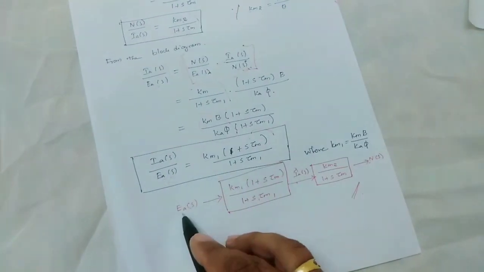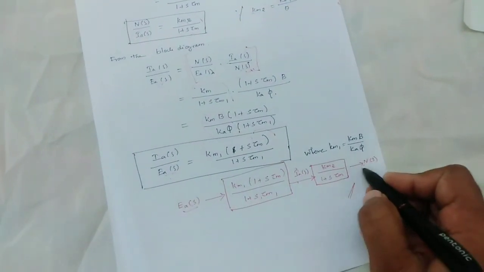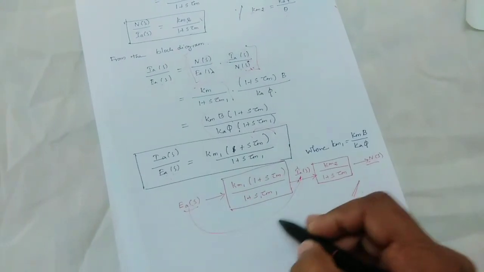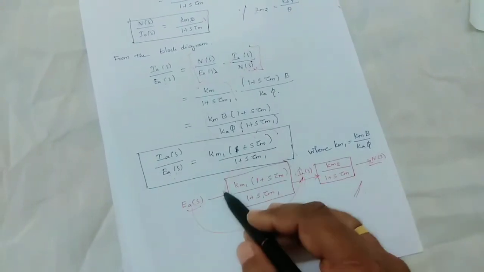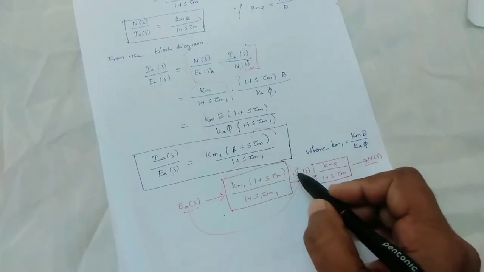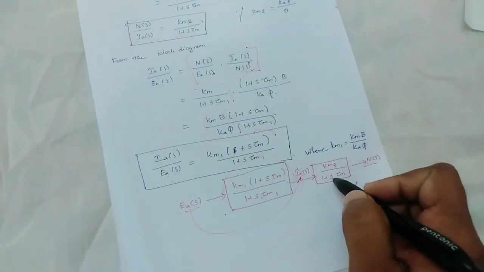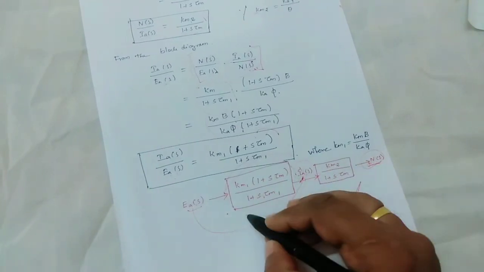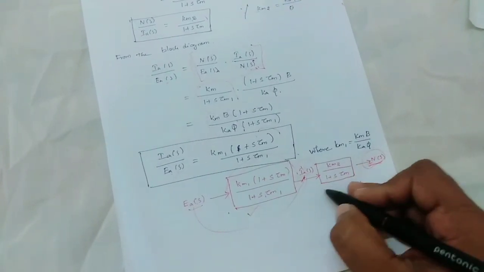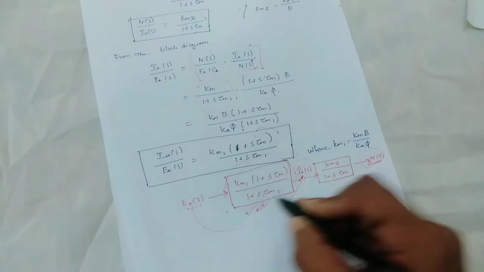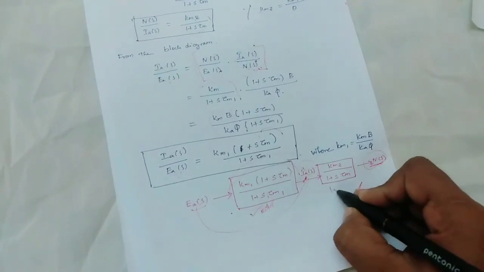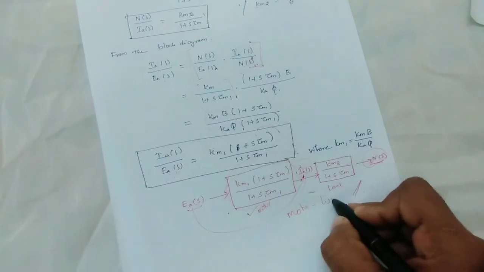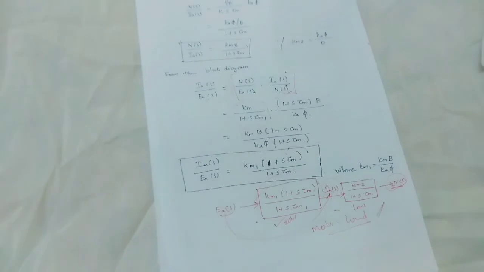From this equation Ea of s is given and n of s is taken as output. For a simple conversion, Ea of s is converted into Ia of s using this transfer function, and Ia of s is given to the motor, which produces the mechanical speed using this transfer function. So this is one transfer function for the motor, and this is a transfer function for the load. So considering these two terms, we have the motor and load transfer functions.